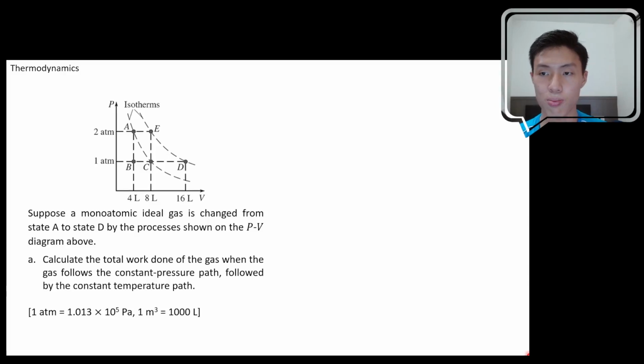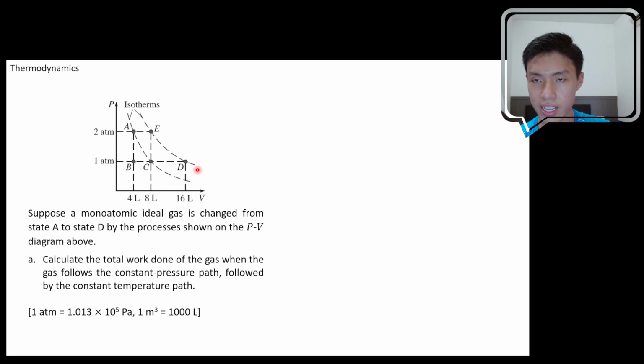Let's try to solve this problem here. Suppose a monoatomic ideal gas, so this is a monoatomic gas, is changed from state A to state D. So it goes from state A, which is this dot over here, to state D, which is this dot over here, by the process shown on the PV diagram above.